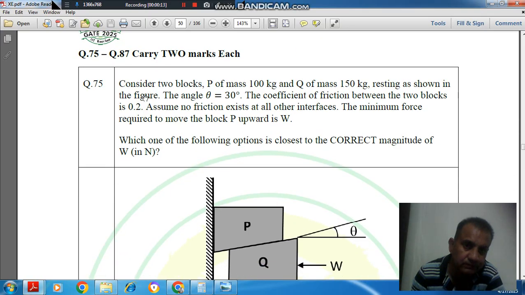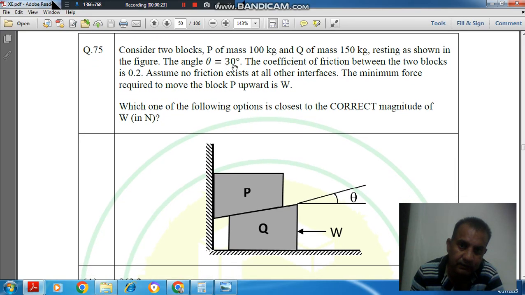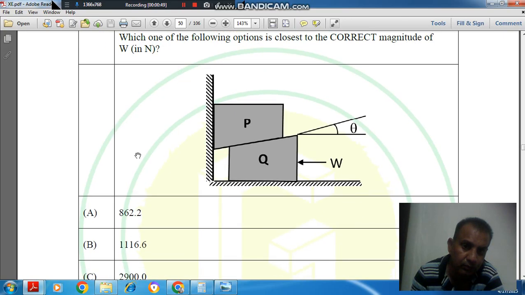Question number 75: consider two blocks P of mass 100 kg and Q of mass 150 kg resting as shown in the figure. The angle theta is equal to 30 degrees. The coefficient of friction between the two blocks is 0.2. Assume no friction exists at all the other interfaces. The minimum force required to move the block P upward is W. Which one of the options is closest to the correct magnitude of W in Newton?